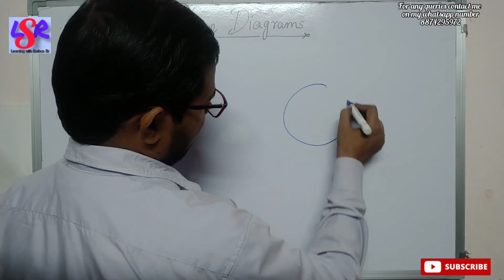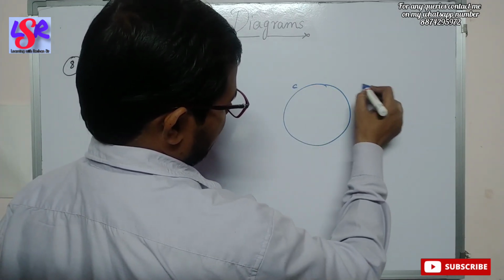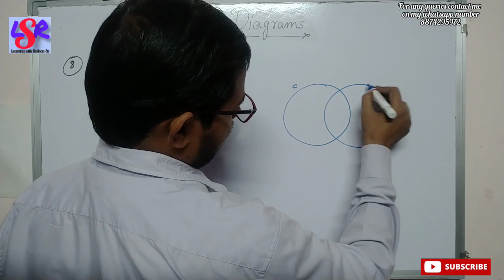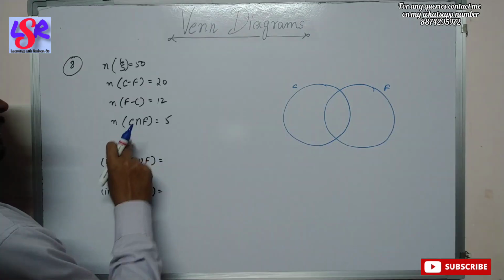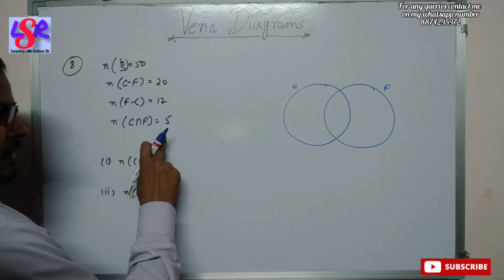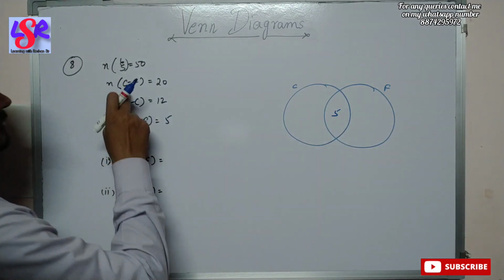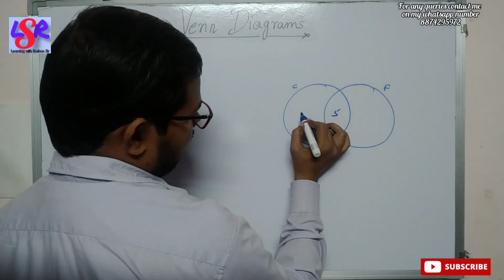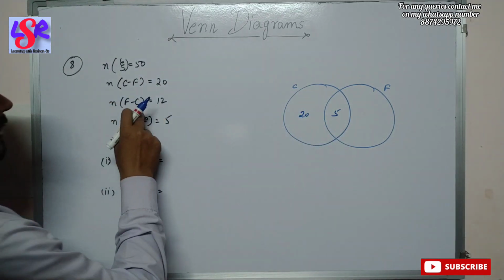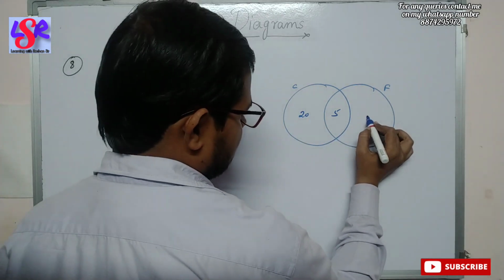Now let's form a set for this. So here we are having for the C, and as it is intersecting, so we are going to write this one and then the football player. Here we are having C intersection F, that is 5. तो इन दोनों का जो common है यहाँ पे 5 आ गया. Then we have C minus F equals to 20, that is only cricket player. Then we have F minus C, that is only football player, that is 12.